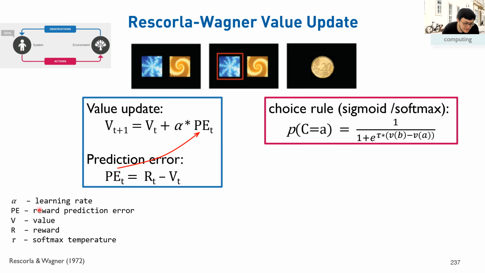So if you want to memorize all of the terms, alpha is a learning rate free parameter, PE is a variable, the value is also a variable, the R reward, that's data, and then the tau is a softmax free parameter, okay? So we have these terms. And when everything is ready, we know what they mean and what they represent, we are able to code it in the model. Okay, so that is the implementation, I guess, for the next week.